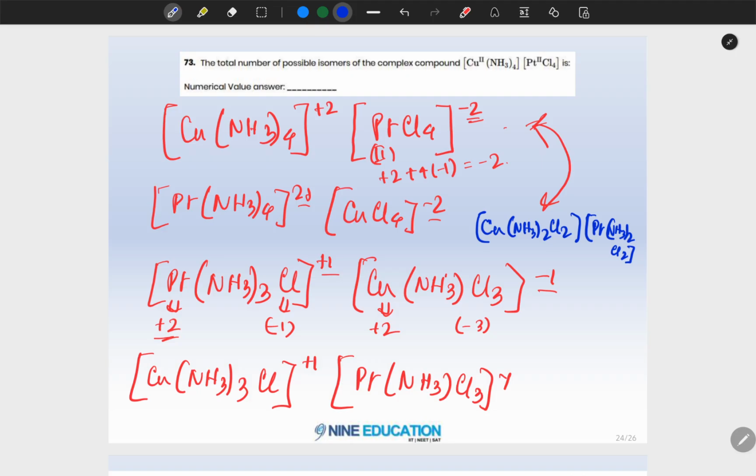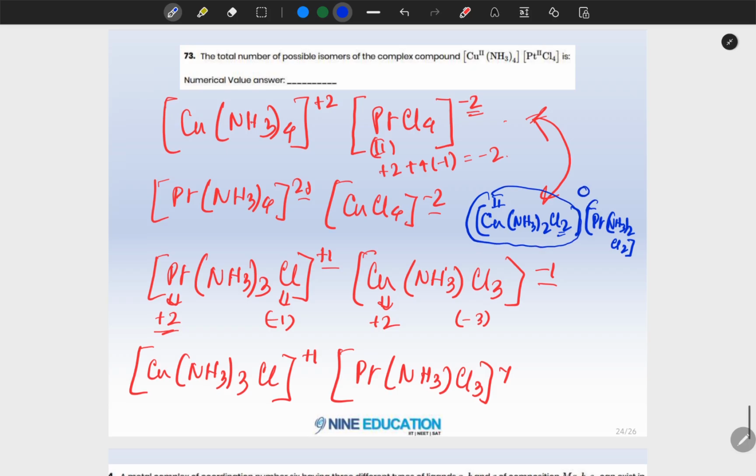But this is not possible because the positive charge will be exactly neutralized by the negative charge. So the overall charge on this coordination sphere will be equal to 0, and the overall charge on the second coordination sphere will also be equal to 0. So obviously both of these cannot coexist. Both coordination spheres will coexist only if one coordination sphere is cationic in nature and the other is anionic in nature. So both must have the same magnitudes of positive and negative charges. Then only both coordination spheres can coexist together, right? So that's why the total number of possible isomers is 4.